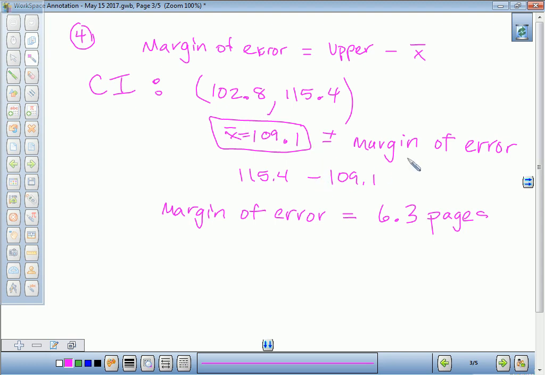109.1. So to find the margin of error, the easiest way to do it is to take that upper bound and subtract the mean. 115.4 minus the mean is 6.3 pages. Because that margin of error is the part we go up and down from the mean. How do we say it in words? I would just say the margin of error is 6.3 pages.